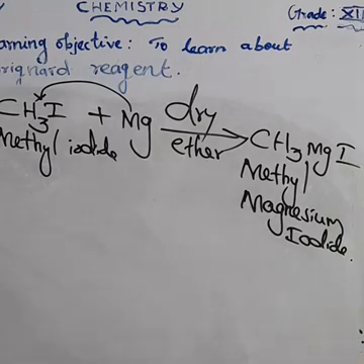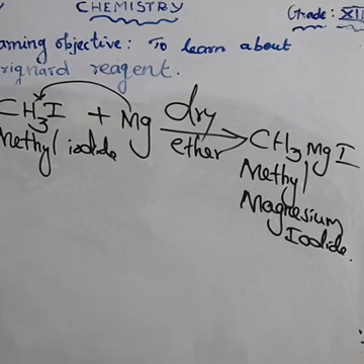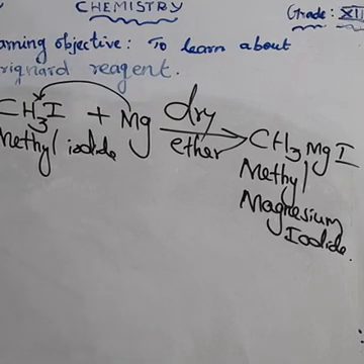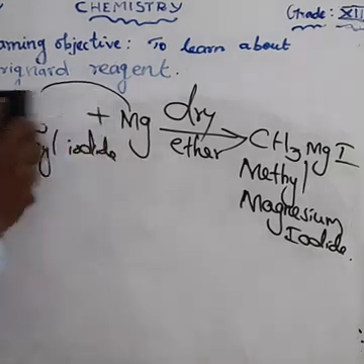Grignard reagent. Can you write the equation? It's a very, very important question. How is methyl magnesium iodide prepared? Methyl iodide reacts with the magnesium in the presence of dry ether. We get what? Methyl magnesium iodide. Okay. Clear?